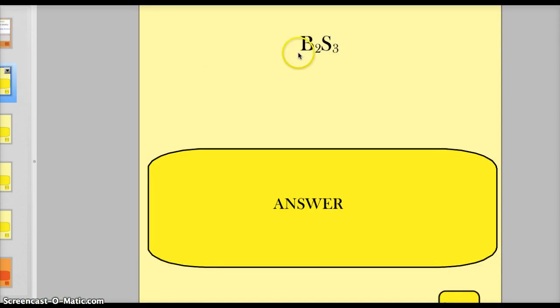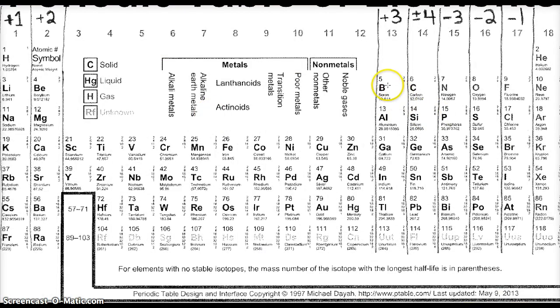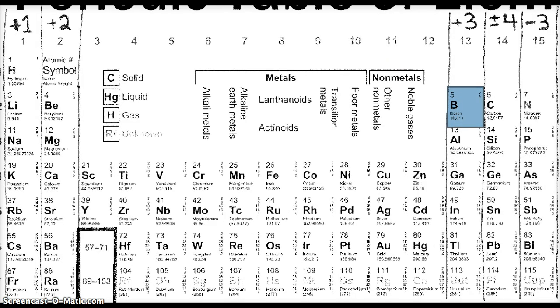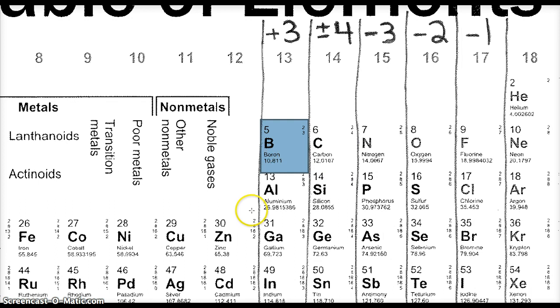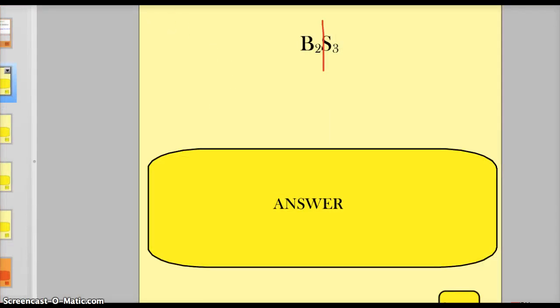All right, here's our first one, B2S3. What I'm going to do is draw a line after my first element. Then I'm going to go to my periodic table and find these two elements. The first one is the letter B, so let's go to our periodic table. I see the letter B right here. Let's zoom in so you can see it better. B stands for boron, so I'm going to write boron for my first name.